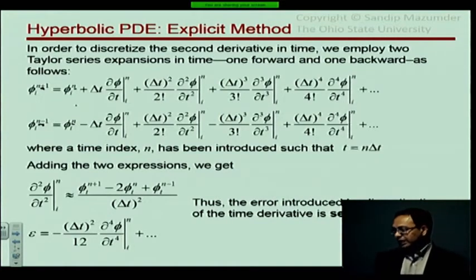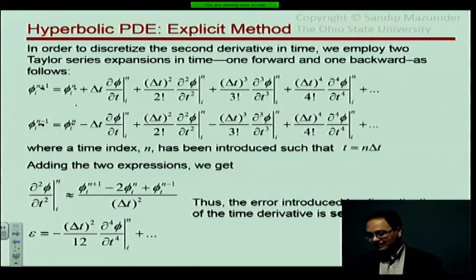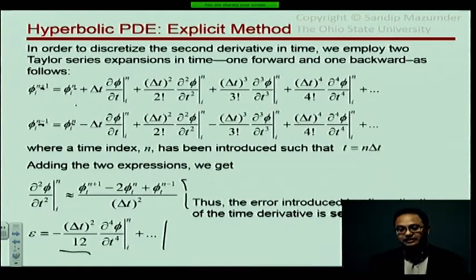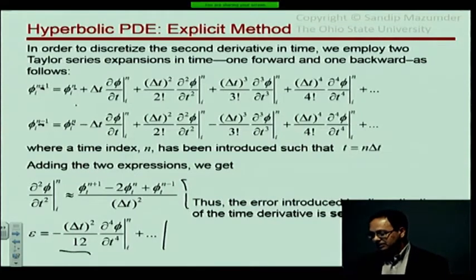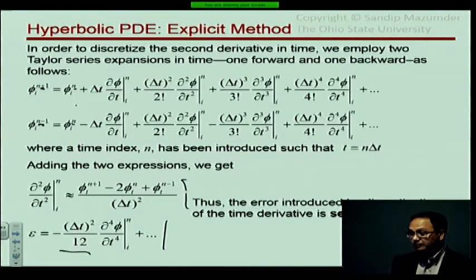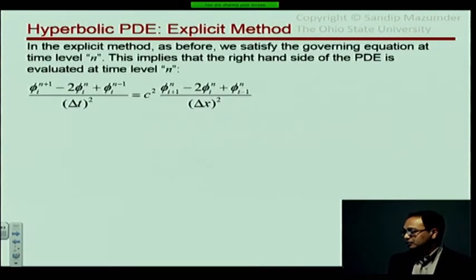If we add the two expressions, we get the second derivative in time, which is exactly the same kind of expression as the central difference in space. You can see even the error expression is identical, except instead of dx, you have dt. So nothing different there. It's second order in time, as you can see from the error. So we plug that into our governing equation.